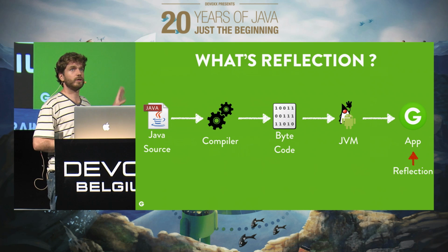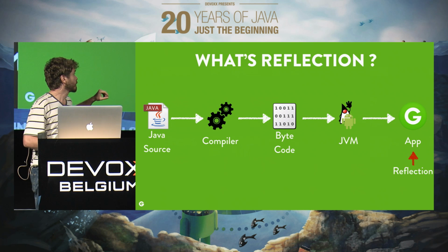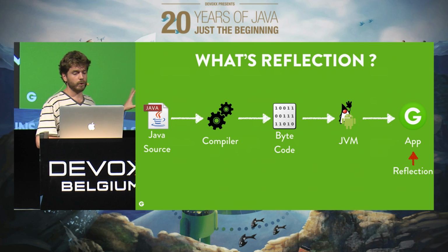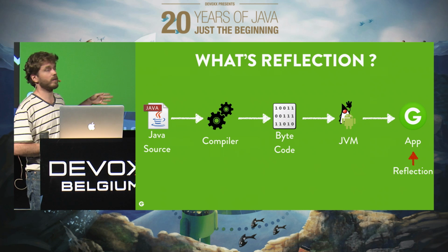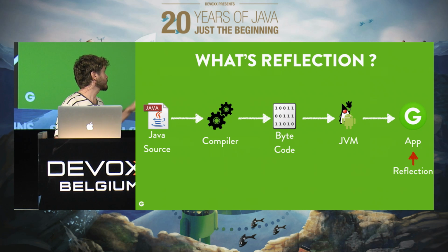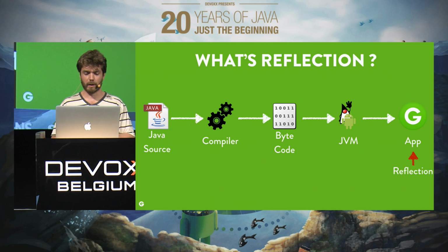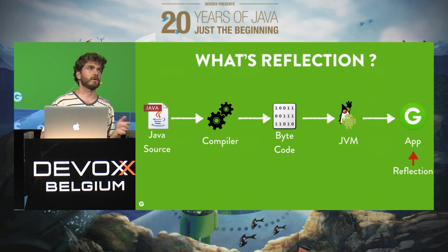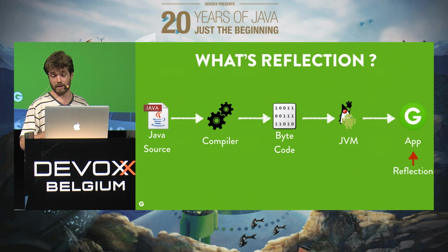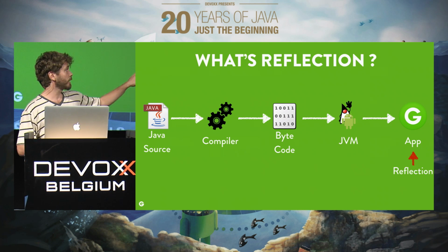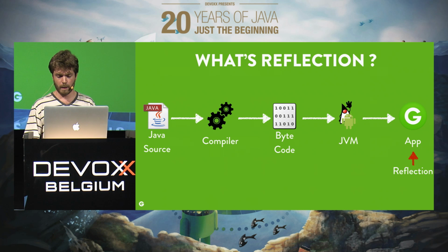So first, let's talk about reflection. What is reflection? Here you've got a very simple schema that explains the cycle of development. You've got your Java source code inside your IDE, you send it to the compiler, Javac, and then you will get some bytecode. The bytecode will be interpreted by the JVM, so it can be Dart, ART, or Dalvik, or a standard JVM. And then you've got a running application. So reflection takes place when the application is running.